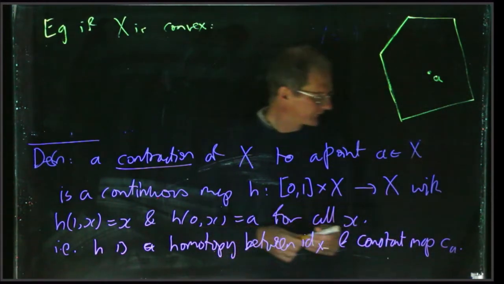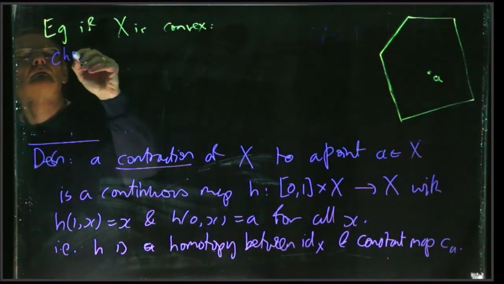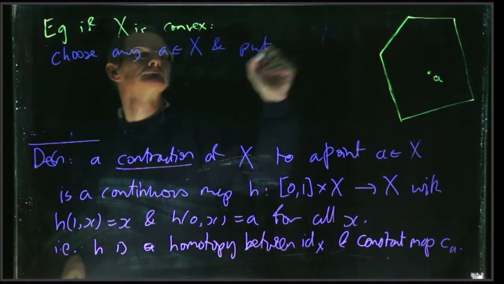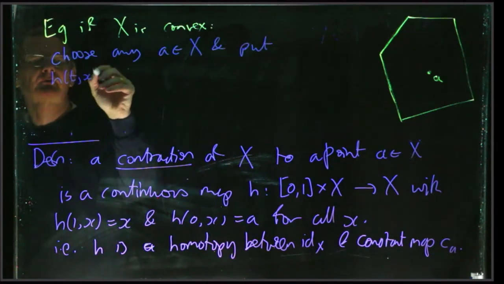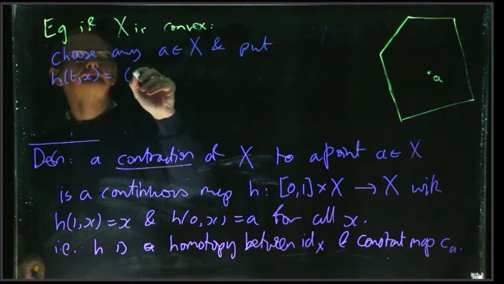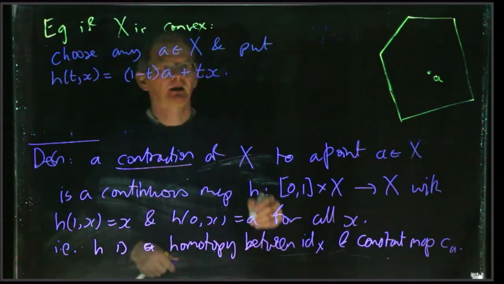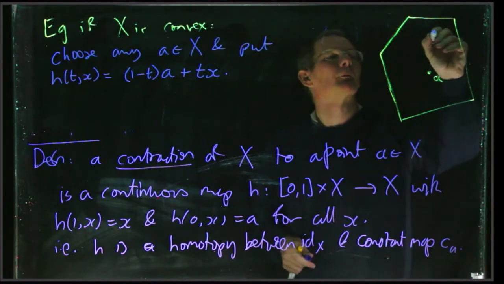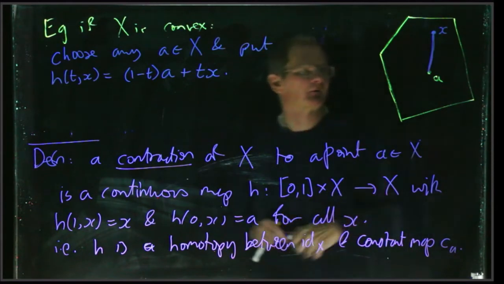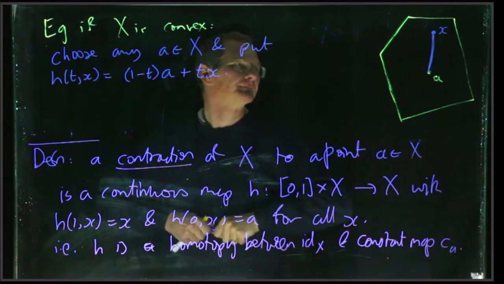Then if X is convex, we can just choose any point A in X, and then we just put H of t, x is (1 minus t)A plus tx. Then here's your point x, and you're just moving in a straight line from x to A, and you stay within the space X because X is assumed to be convex, and this gives you a contraction.